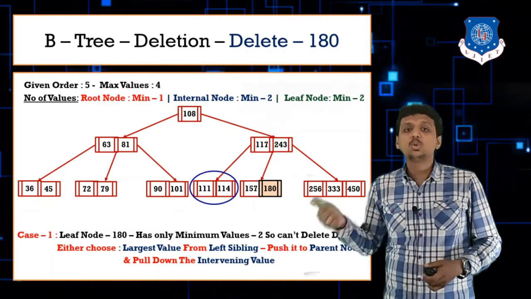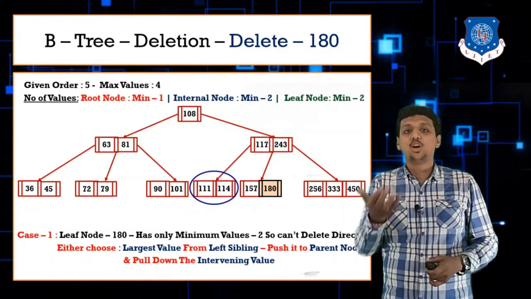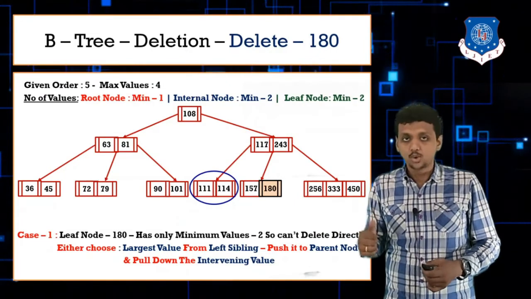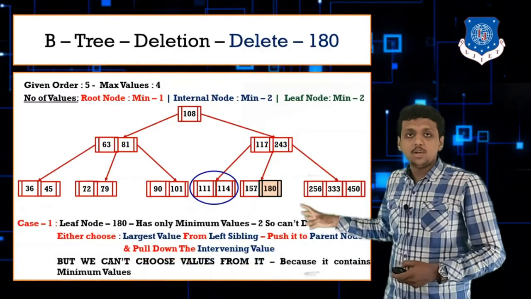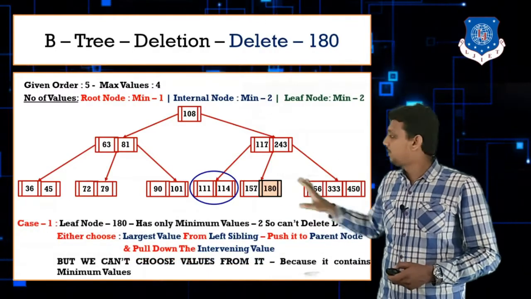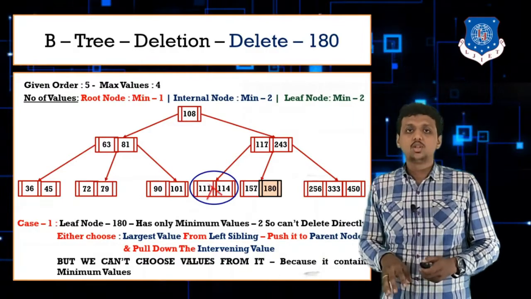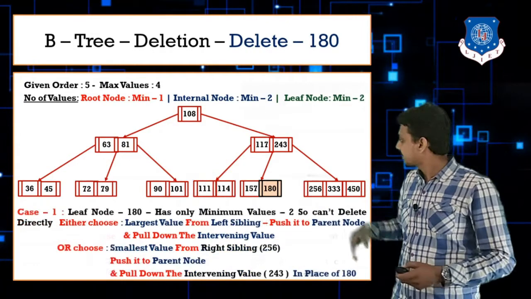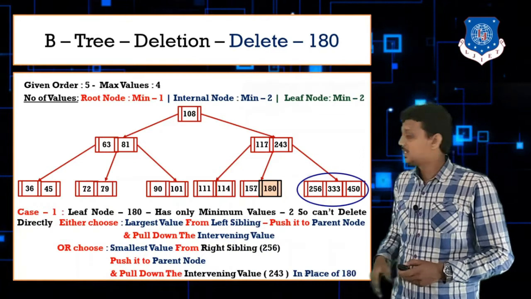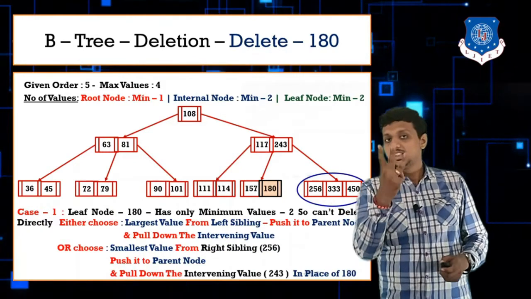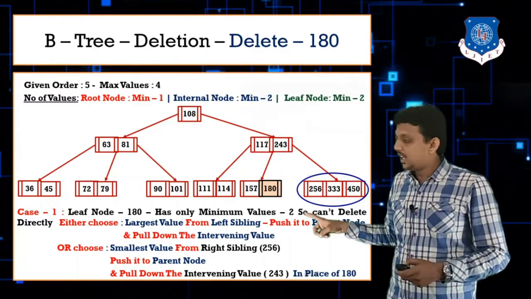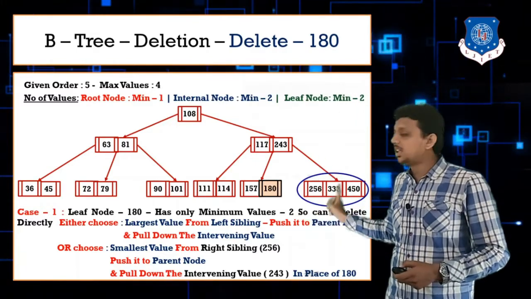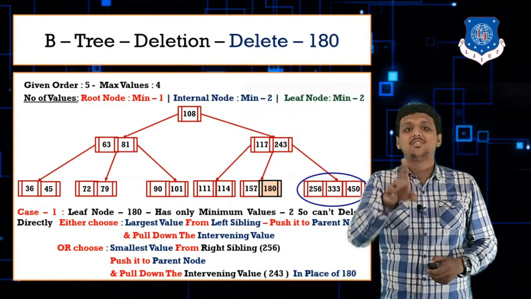So that means you cannot select a value from that node. Okay, so 180 cannot be replaced by any value from 111 and 114. So it goes with the right sibling. So here it is. On the right sibling, it contains 3 values. So that means from 3 values you can select the values.